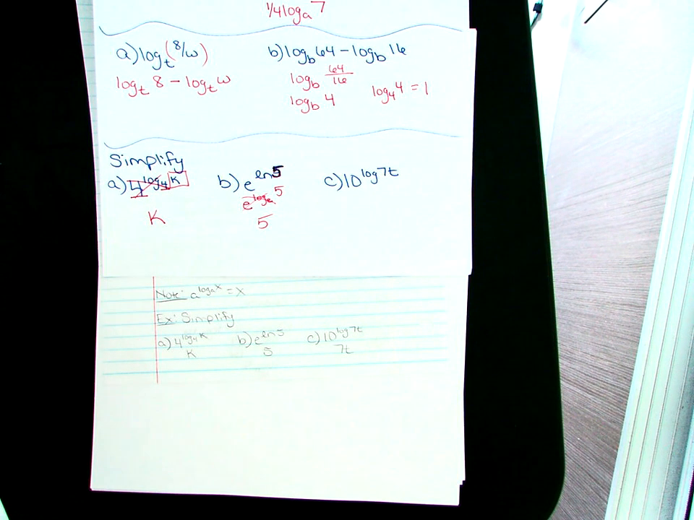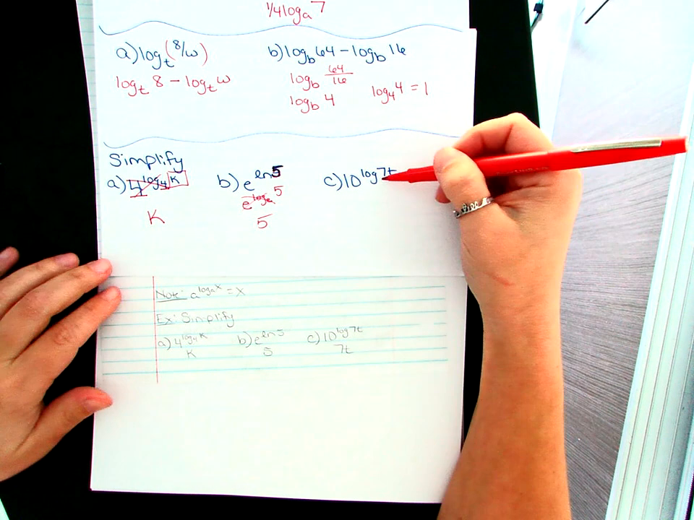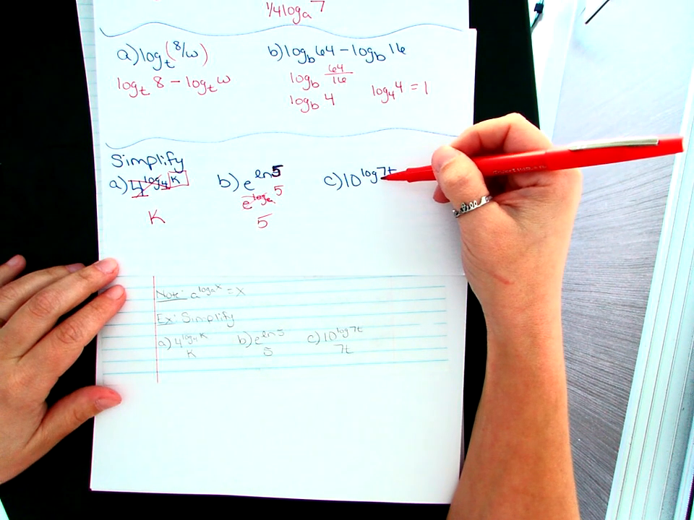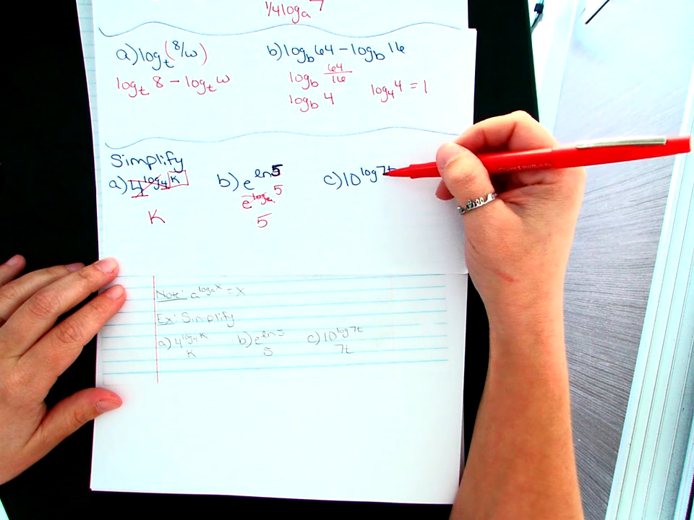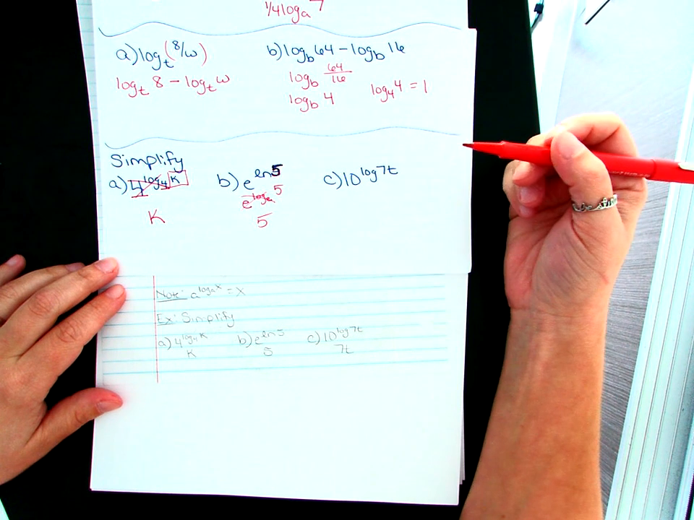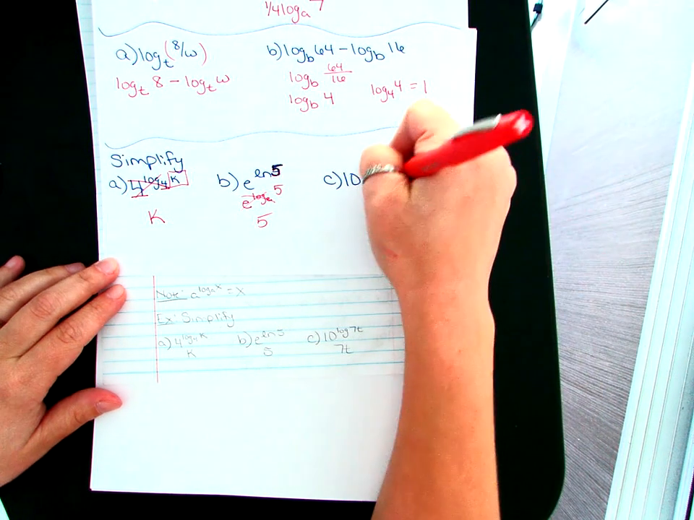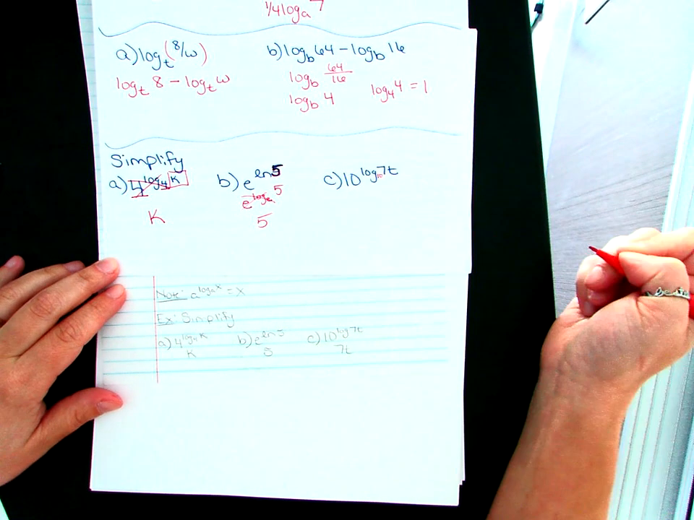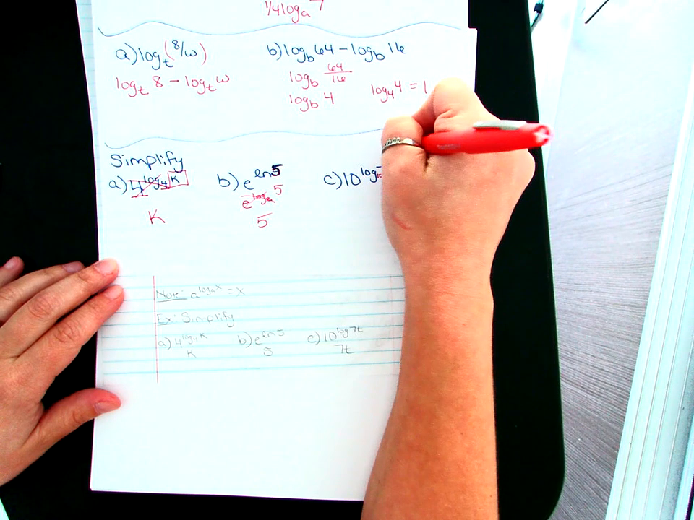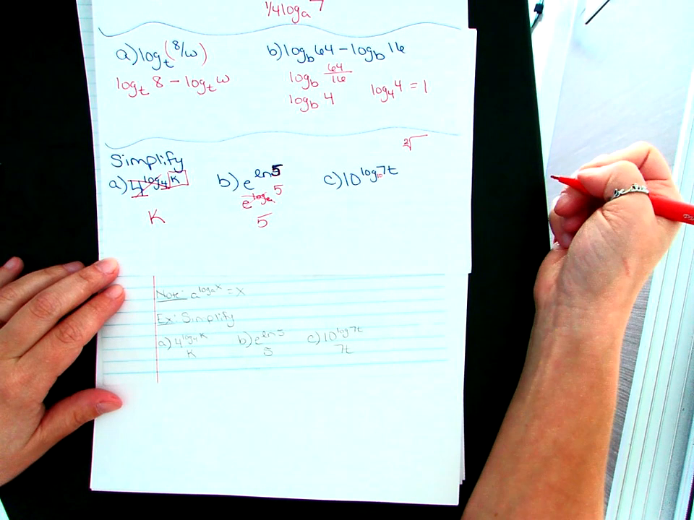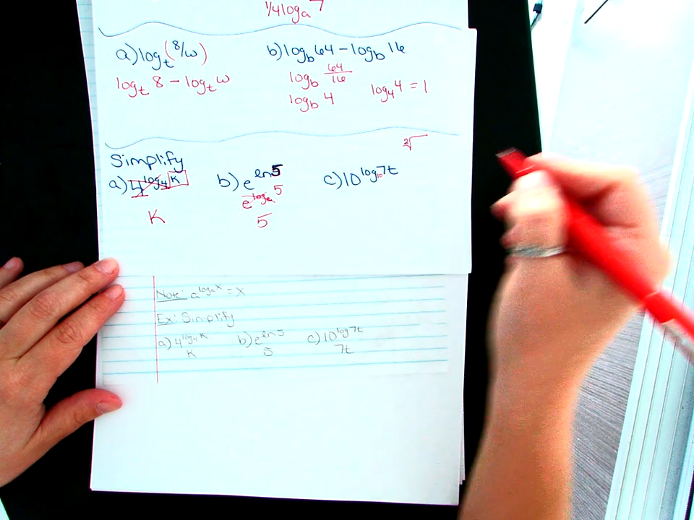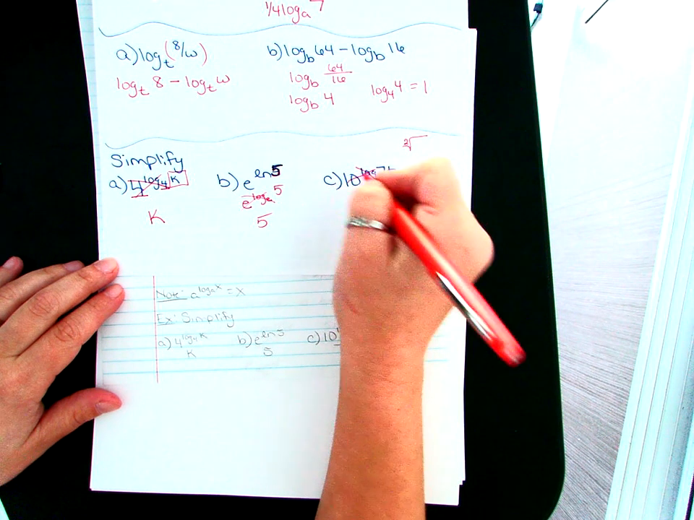And what about C? 7t. If there's not a base written next to your log, that's where we consider it to be the common log, which means it has a base of 10. We talked about that last time as well. We don't write that in, just like we don't usually write the little 2 on the square root sign, because it makes it overly cluttered. And so these do share the same base, so all of that would go away, giving you 7t.